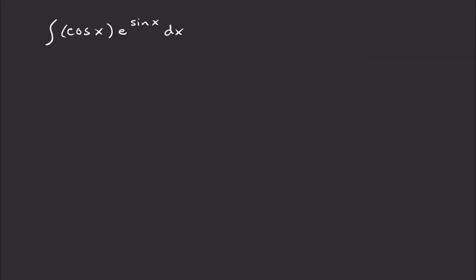Next integral is cosine x times e raised to the sine x. So here you can already see if we let our u be the argument of our exponential, or sine x, then when we take the derivative, it's going to take care of that cosine. So when we do du, we get cosine x dx.